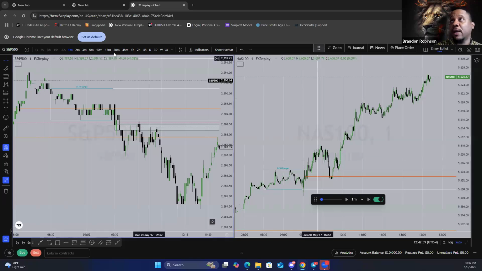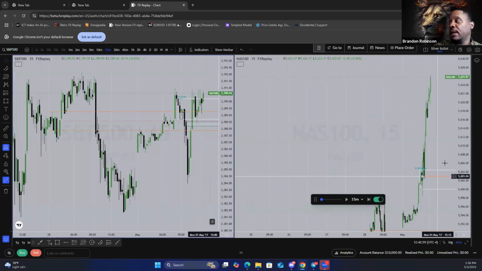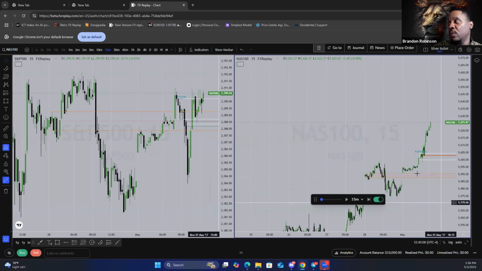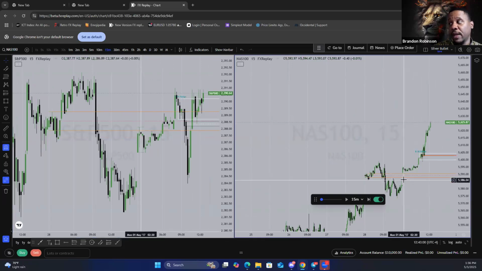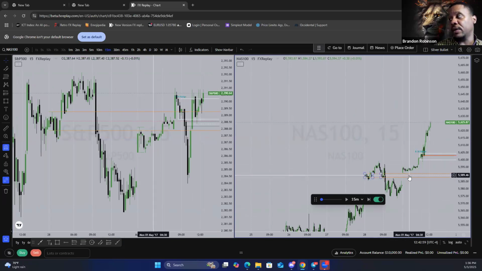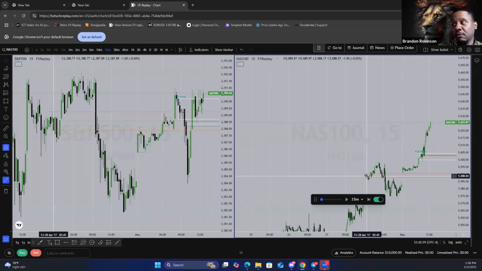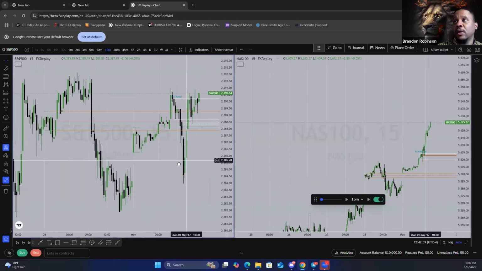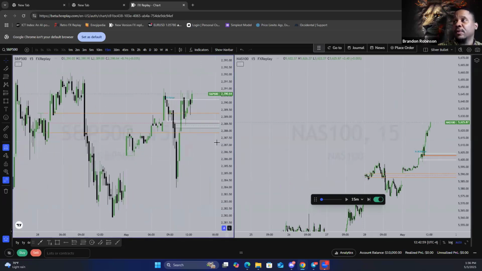In this case, I wouldn't have gotten in because I know we wicked, but we still got this open gap, and I'm confident that we're going to revisit this at some point. Maybe not today, but at some point we're coming back down here. My buy entry would be in this new week opening gap that's overlapped with this first hour of trading of Frankfurt. So we're going to go forward a little bit and see what happens for the rest of this day.